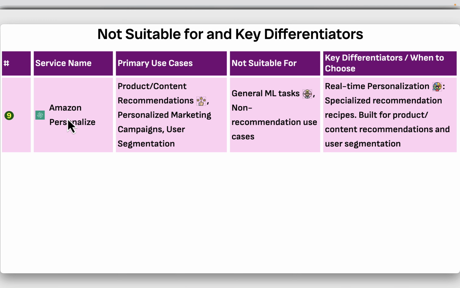Next service, Amazon Personalize. So primary use cases are product or content recommendations, personalized marketing campaigns, and user segmentation. This is not suitable for general machine learning tasks and non-recommendation use cases. So key differentiators and when to choose: real-time personalization, specialized recommendation recipes, and built for product and content recommendations and user segmentation.